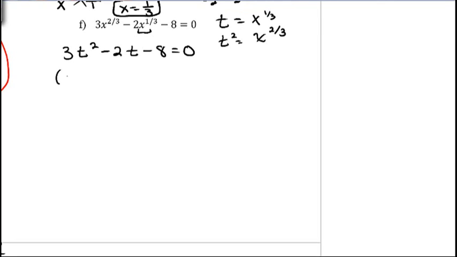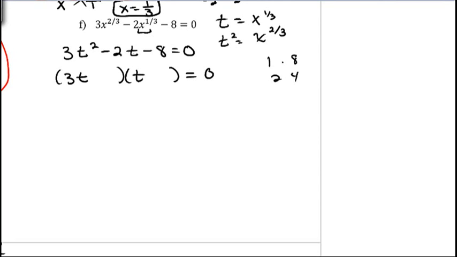Now we can factor this. So it's going to be 3t, and this is going to be t. That's the only way to factor 3t squared. So now we just need to know how are we going to factor negative 8 as a combination of 1 and 8, or 2 and 4?